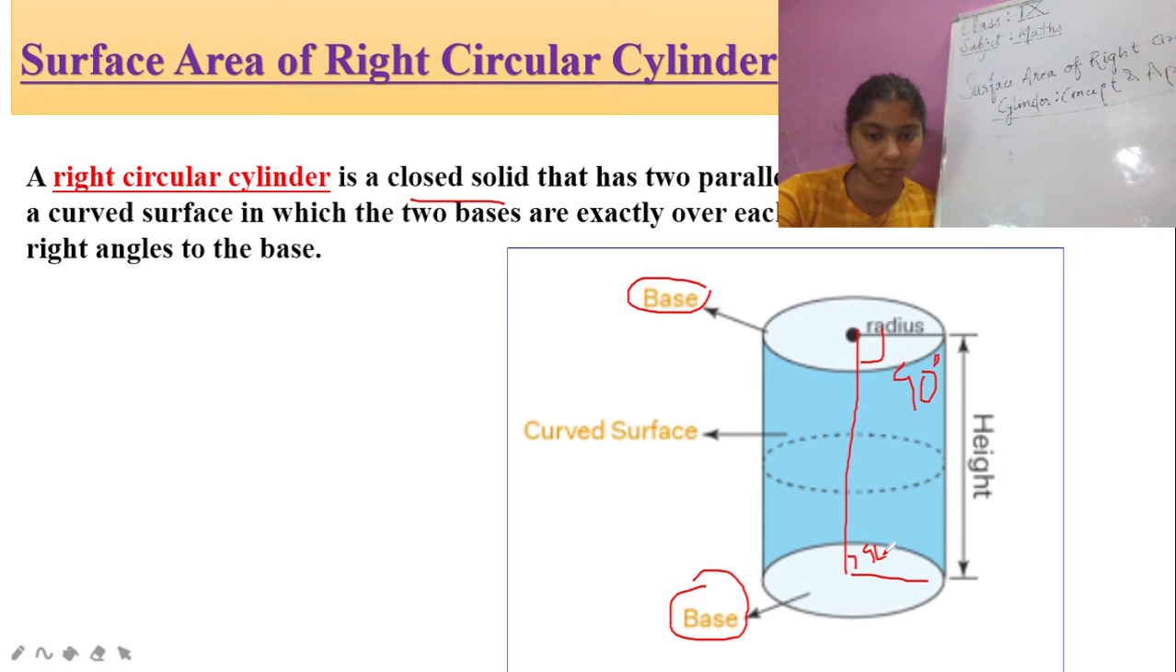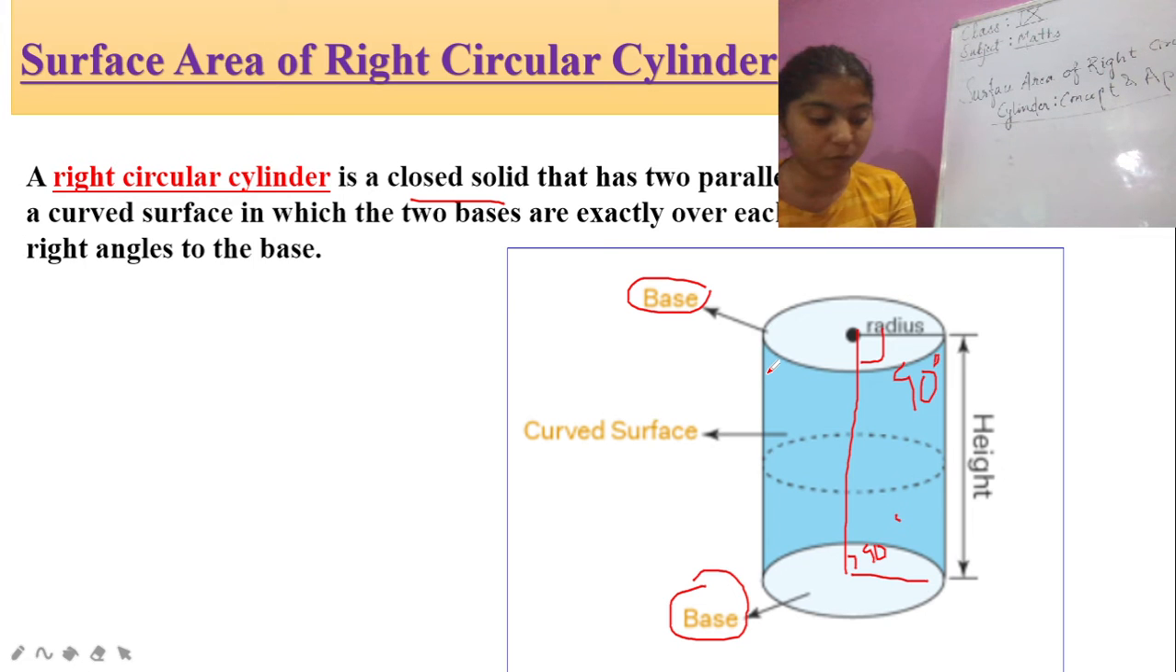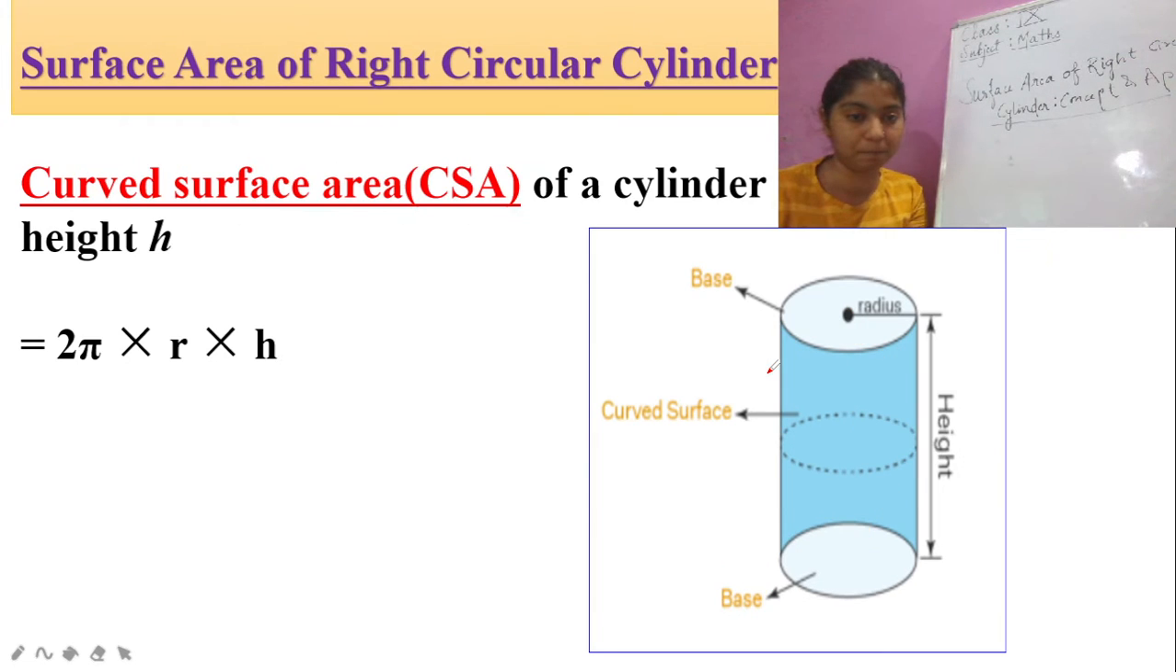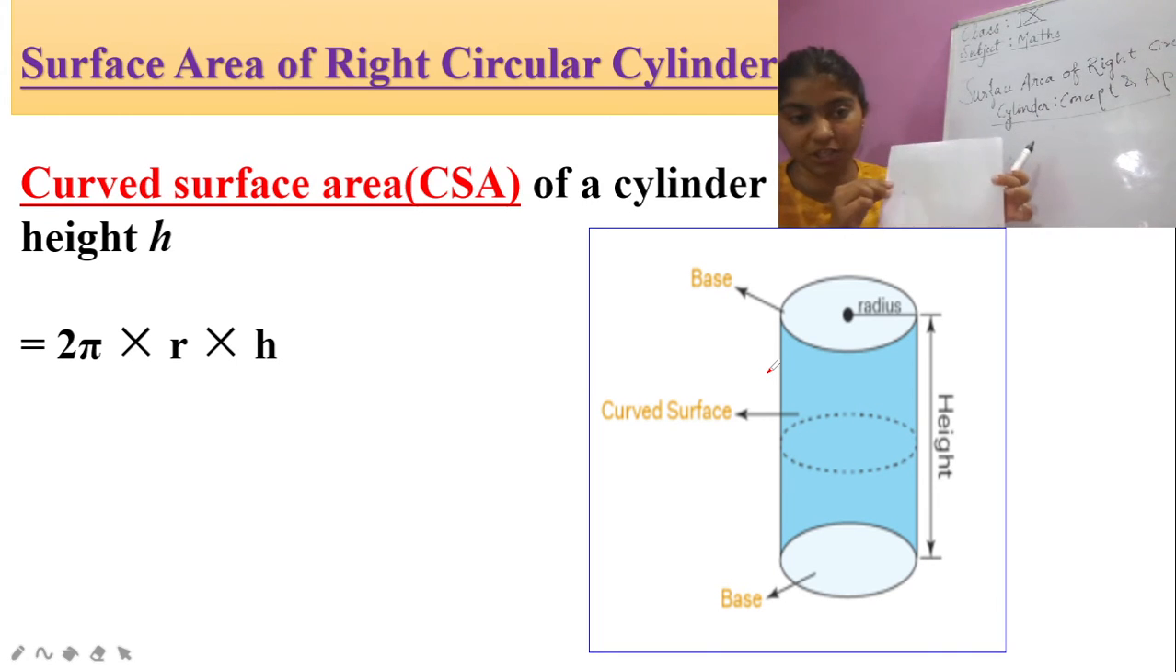If we want to cover the curved surface area, we require this paper part only. We don't require the circular part. If we want to calculate the other part, which is the total surface area, we need to cover all the parts. We have to close everything. So that way we will calculate the total surface area. Let's see how you will calculate it. For the curved surface area, students, we have a formula. As we know, curved surface area means this rectangular sheet, right?